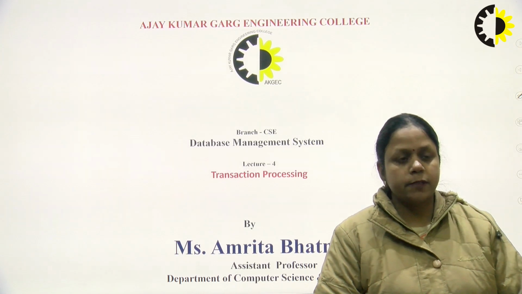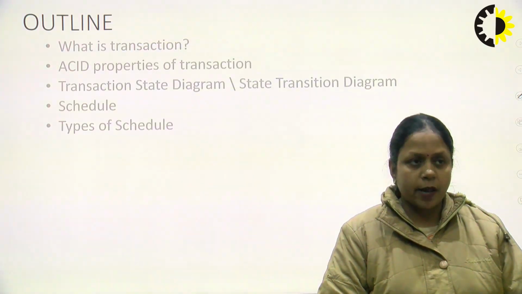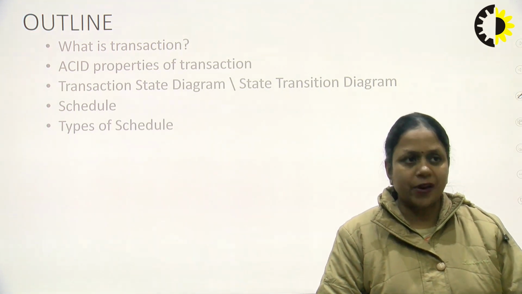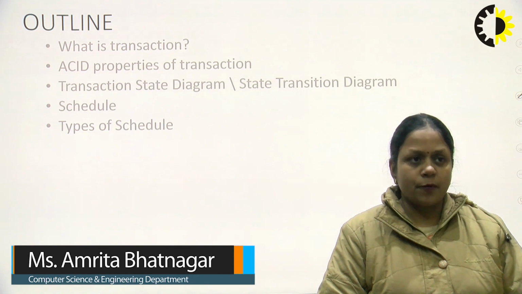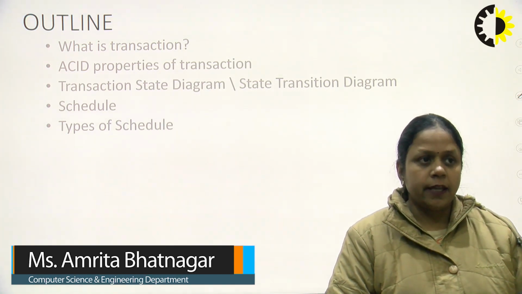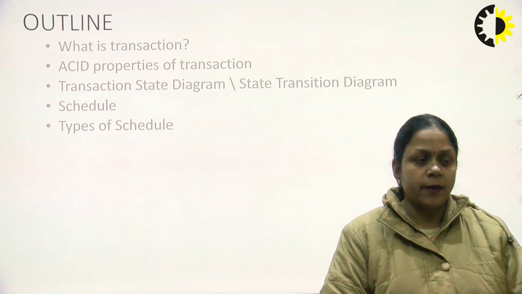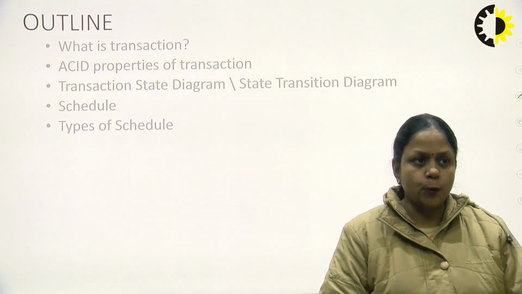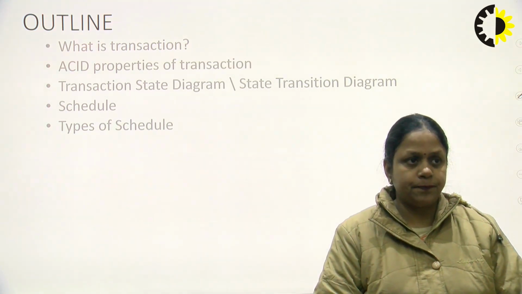Today I am going to explain transaction processing. This is the outline of my lecture. Firstly, we will understand what a transaction is. Then we will see the ACID properties of transactions. Then I will explain the transaction state diagram. Then we will see what schedules are, and in the last we will see the types of schedules.